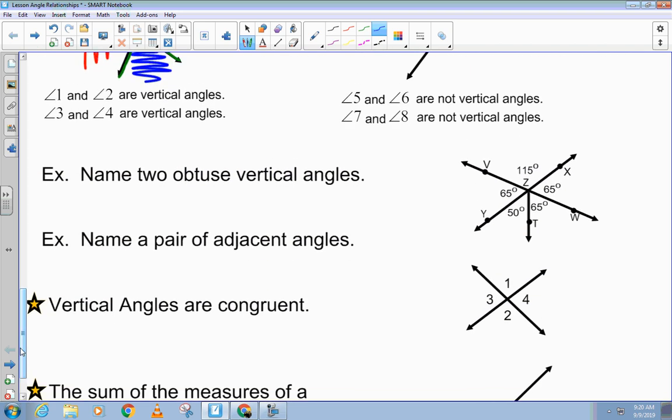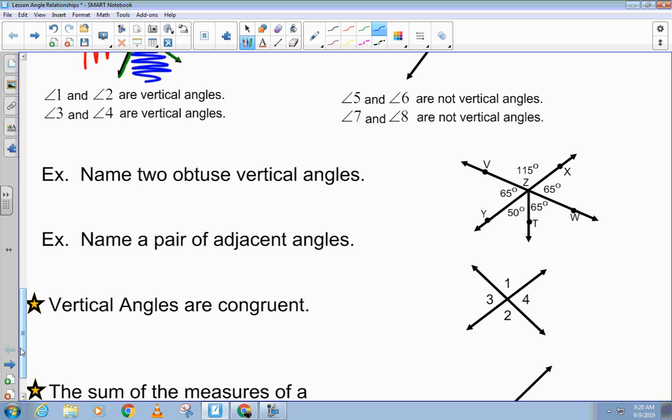Now, a couple of things that I'm going to assume you know. What's an obtuse angle? Greater than 90 but less than 180, right? An acute angle is smaller than 90 but greater than 0, okay? And then a right angle is 90 degrees. All right, so in this example here, I want us to name two obtuse vertical angles.